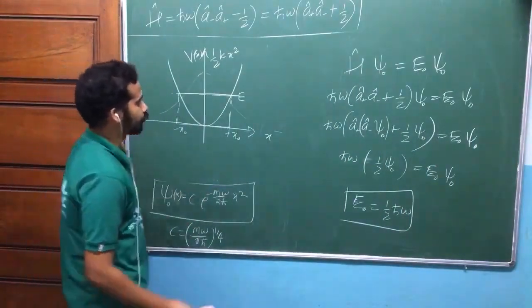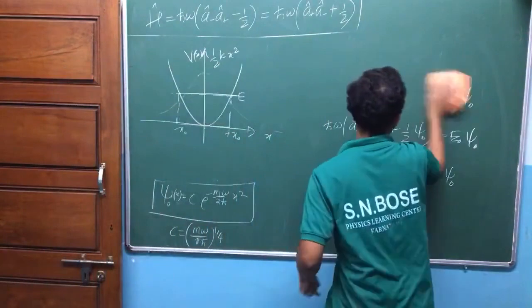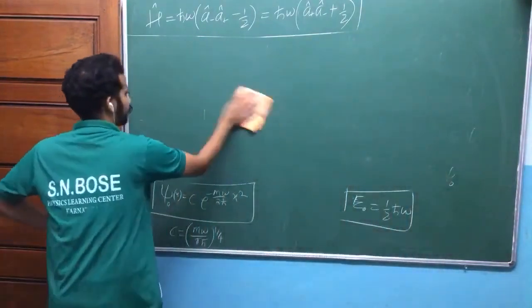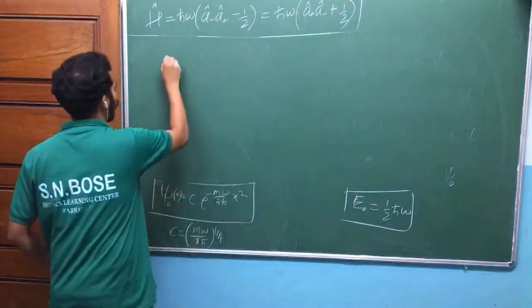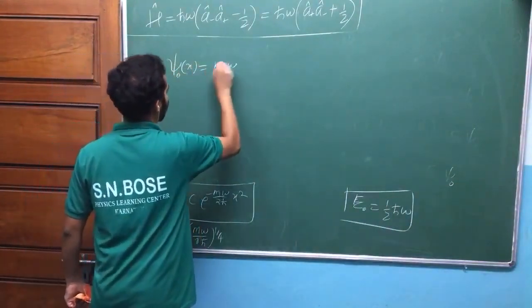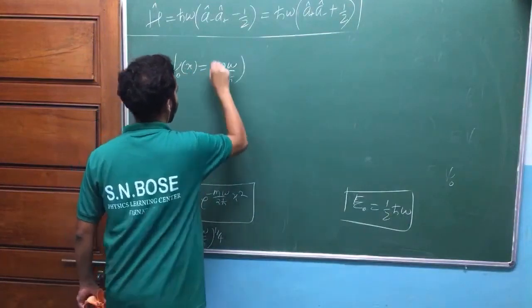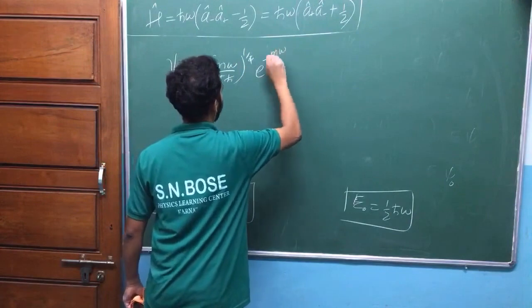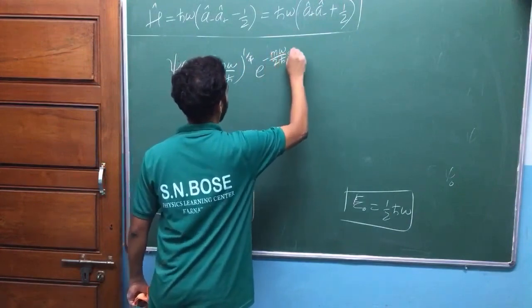Once you have these two, the ground state energy and ground state wave function, psi naught of x is equal to (m omega by pi h bar) raised to 1 by 4, e power minus m omega by 2 h bar x squared.